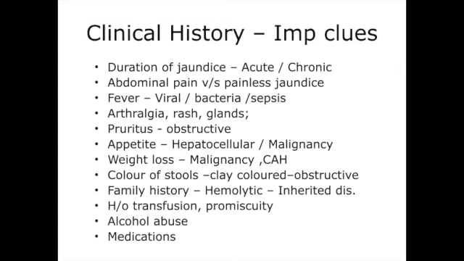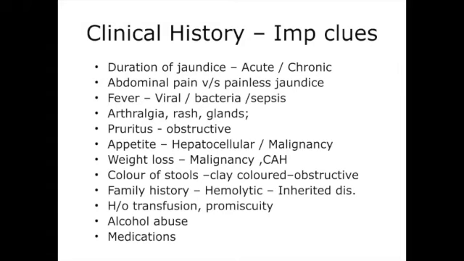If the patient is having painless jaundice, malignancy is likely. If the patient is having a painful jaundice, benign conditions are likely. Fever indicates some form of infection, either the viral, bacterial, or it may be part of sepsis. Patient with arthralgia, rash, glands, etc. may be having an autoimmune etiology, chronic active hepatitis, etc. Pruritus always indicate obstructive jaundice. Lack of appetite or anorexia indicate either hepatocellular disease or a malignancy. Weight loss you get in malignancy and chronic active hepatitis.